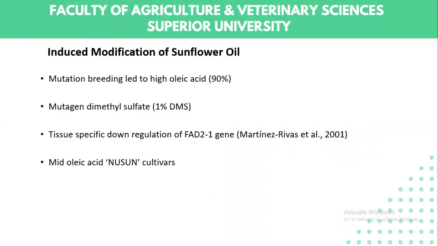So how will we generally modify the sunflower oil? The simplest answer is that we will make a change within the DNA of the sunflower. Whenever you need a heritable change within the plant, you need to modify it either through a conventional crossing between two parents, or you may use some mutagen, or you use some genetic engineering like CRISPR.